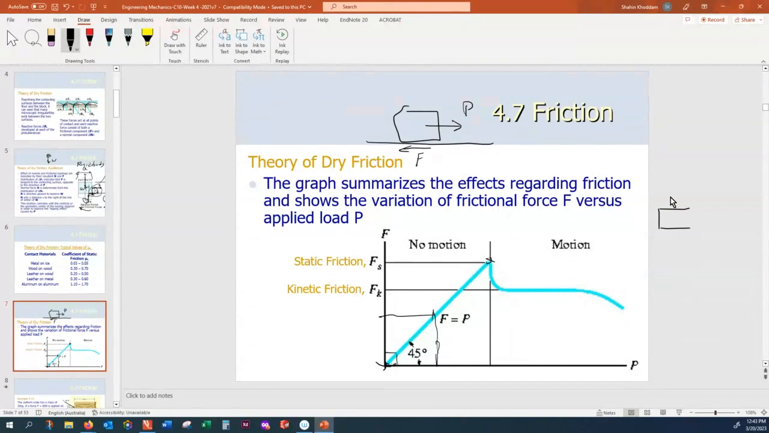This I call zone number one. Zone number one is the no motion zone. And then this one is a very important point. This is not a zone, that's just one point. And after this point, that is called motion. That I call zone number two.